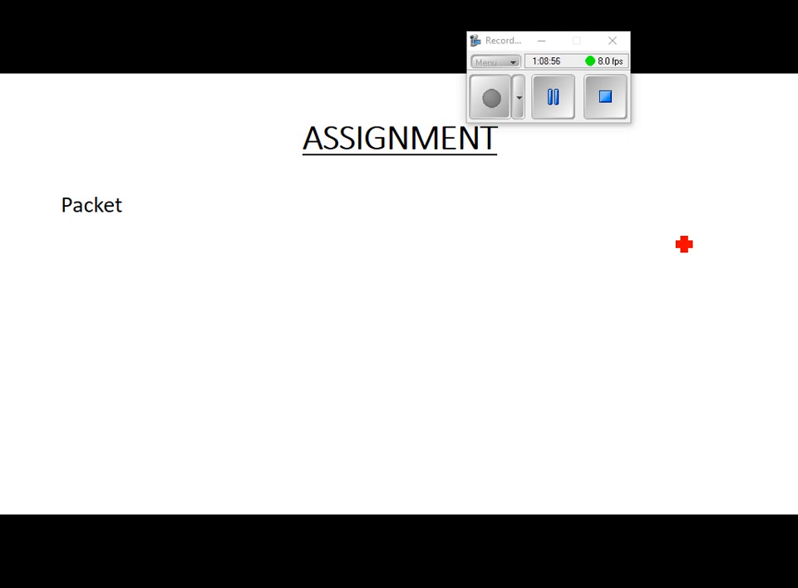Slap it. I'll block it and then I'll slap you back.